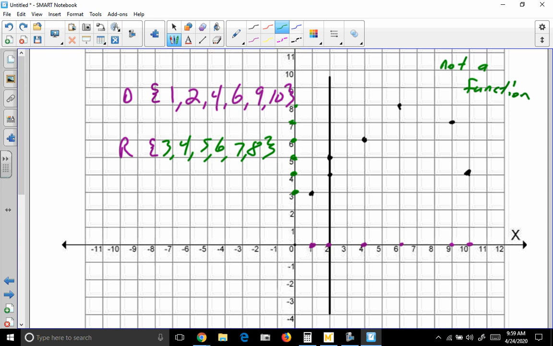We don't have any points in between 3 and 4. We don't have a point at 3.2, at 3.9. We only have points exactly when y is 3, when y is 4, and so forth. So that's our range.